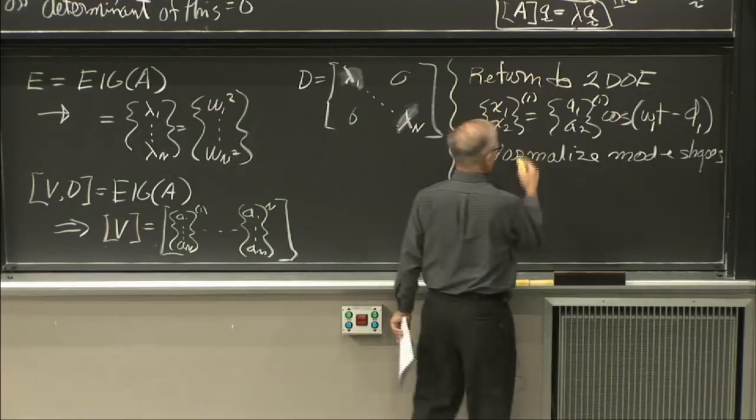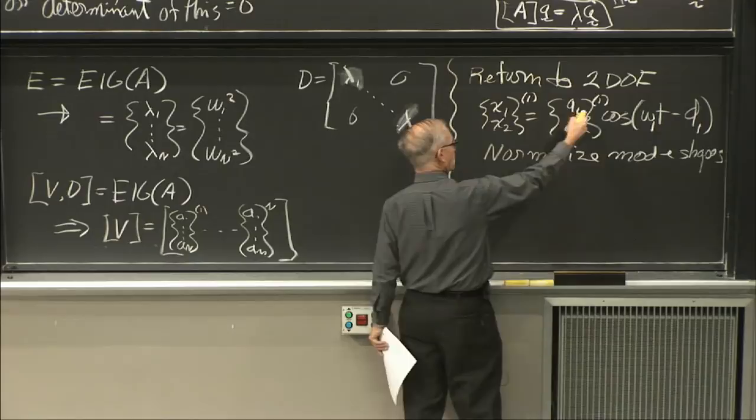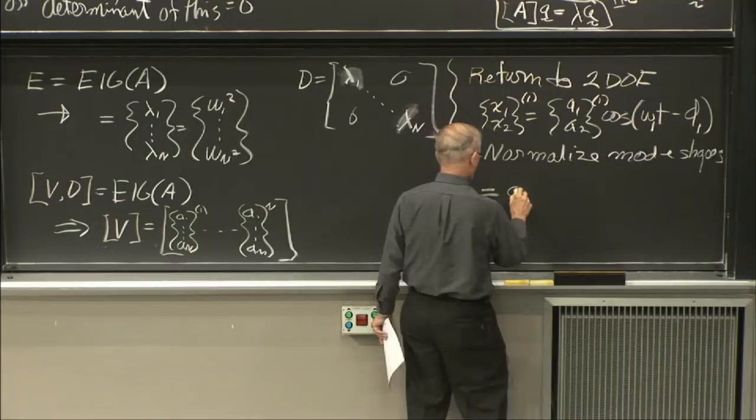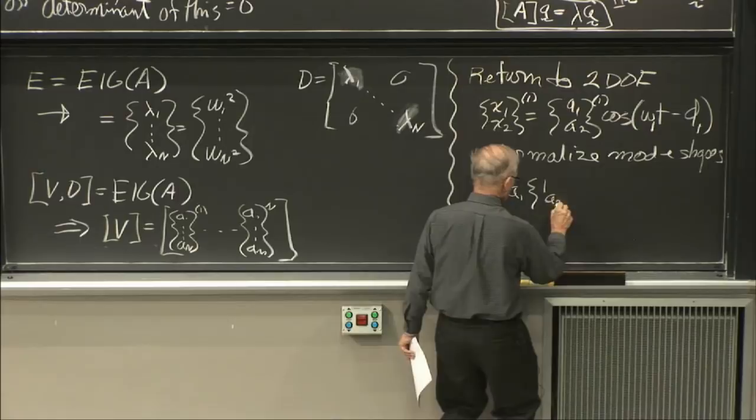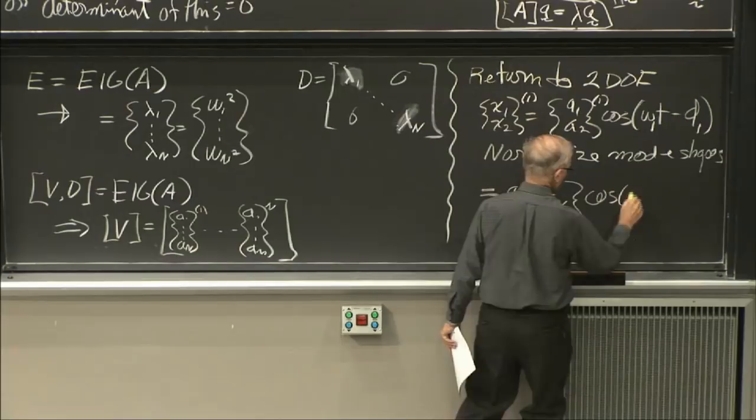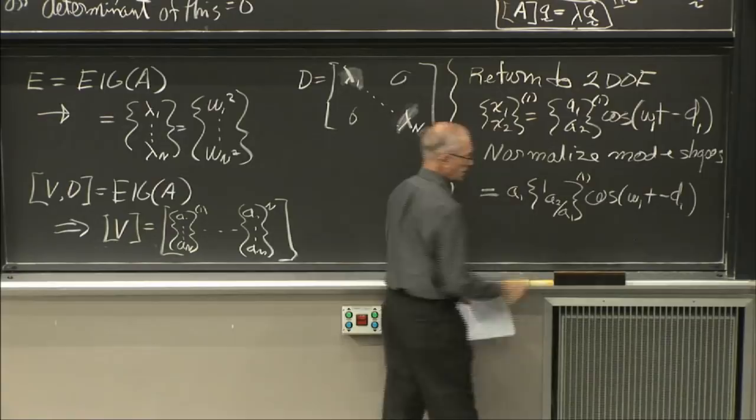Each mode shape, I could write this then as, I could factor out the A1. Just pull out A1, divide each member by A1. So this is going to be written as A1 times 1 and A2 over A1. So I've just factored out. So for mode 1, it's a normalized mode shape.